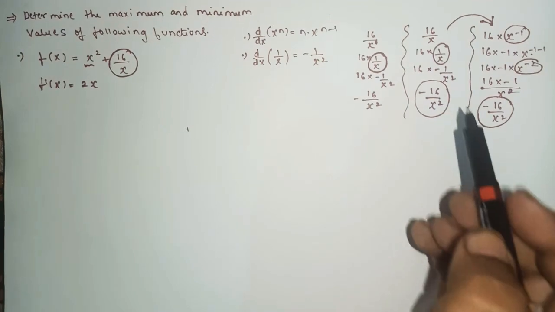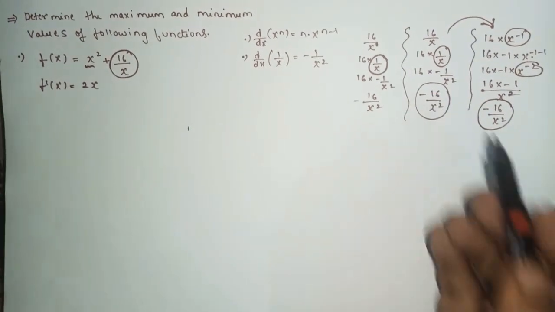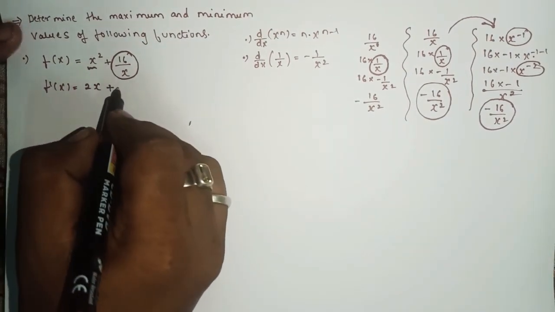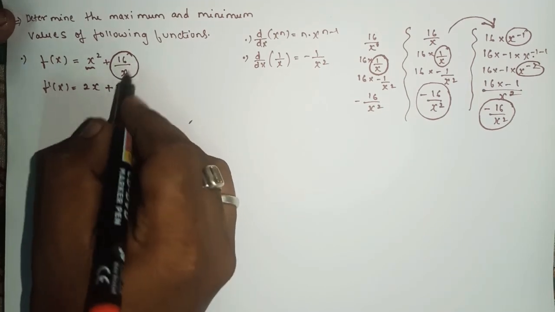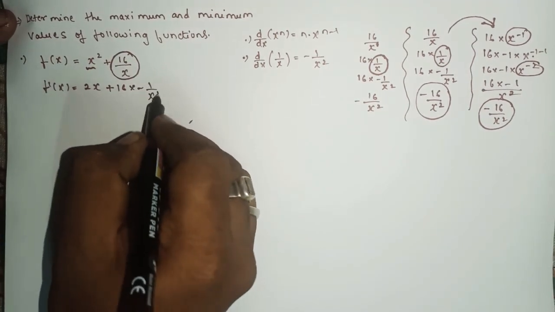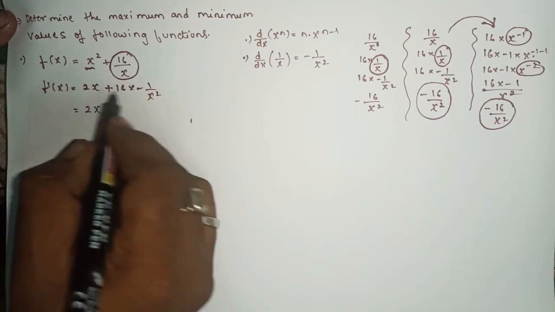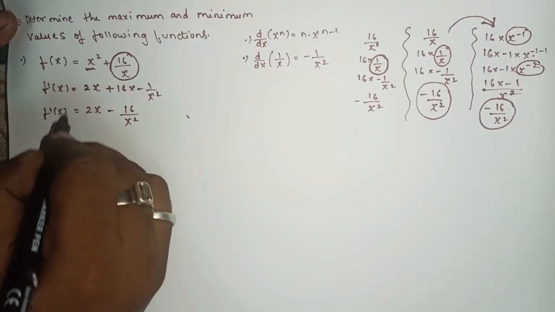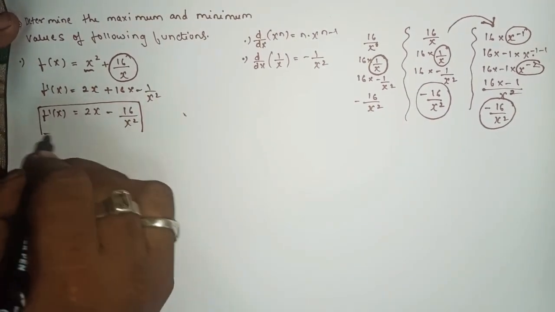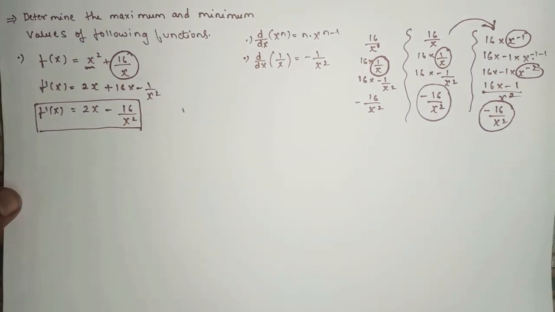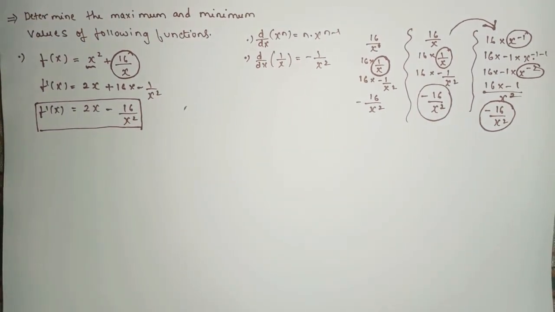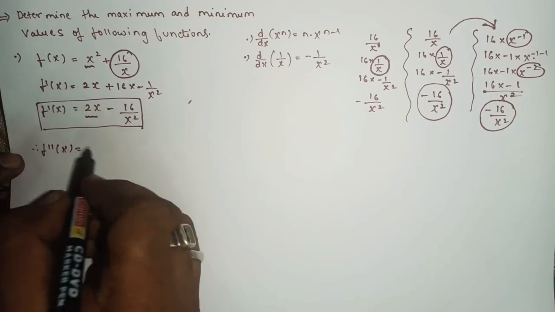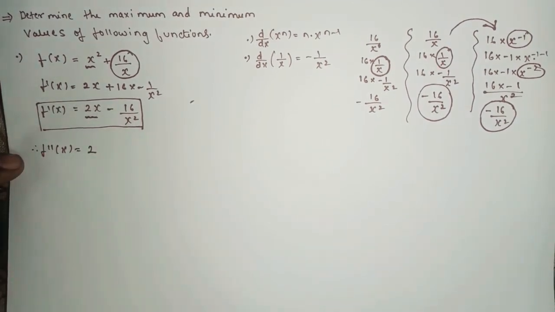So here I will stick with this method. We'll keep this 16 as it is, and the derivative of 1 upon x will be minus 1 upon x square. So in the next step we'll write 2x, plus minus will be minus, 16 upon x square. So here we got the first derivative answer, that is 2x minus 16 upon x square. Now we'll find the second derivative. To find it, the derivative of 2x will be what? 2, yes or no? So the derivative of 2x will be 2.